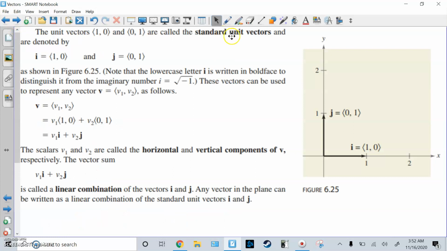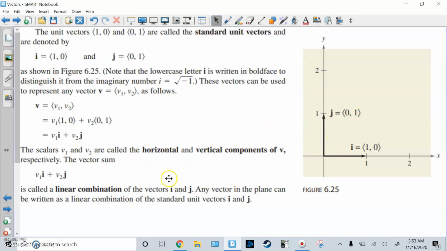Alright, we have two standard unit vectors, 1, 0, and 0, 1. That is i and j, just like in this figure 25. We use the bold lowercase i, not the italicized lowercase i for imaginary. But any vector in component form can be put into vector form. All you do is just get each piece separate and have it with i or j. So remember, v1 and v2 are the scalars, the magnitudes, while i and j are the directions. i is just basically to the right, the x-axis direction, and then j is the y-axis direction.